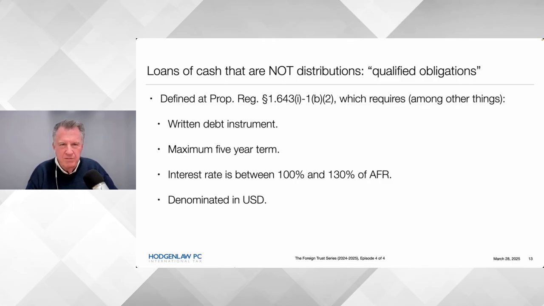There is a type of loan that is not deemed to be a distribution ever. And this is called a qualified obligation. And I give you the site here to where to find it all. But the high points are, you've got to have it in writing, it has to have a maximum 5 year term, the interest rate has to be pegged to AFR, not too high and not too low, and it has to be in dollars. So if you do that, that's treated as a loan from the trust to the beneficiary. Of course, it has to be repaid, and it's not a distribution to the beneficiary.